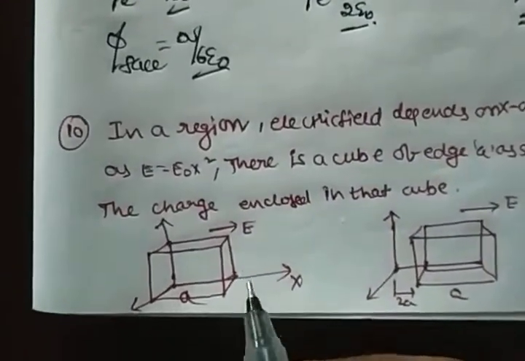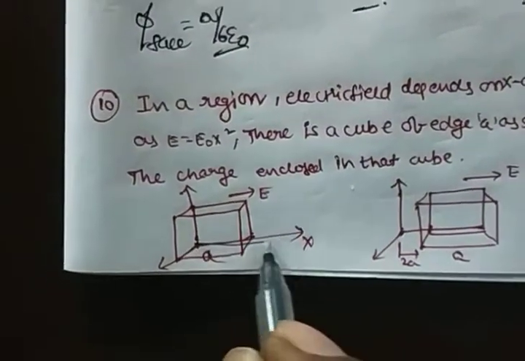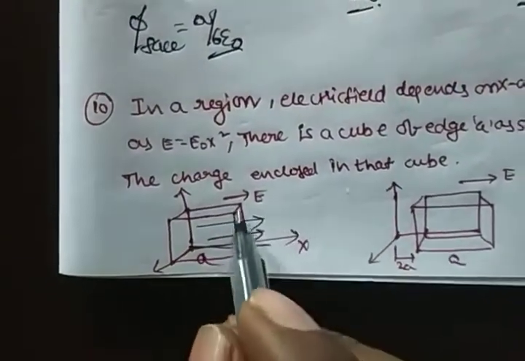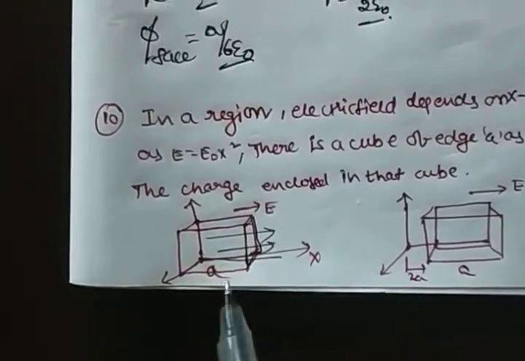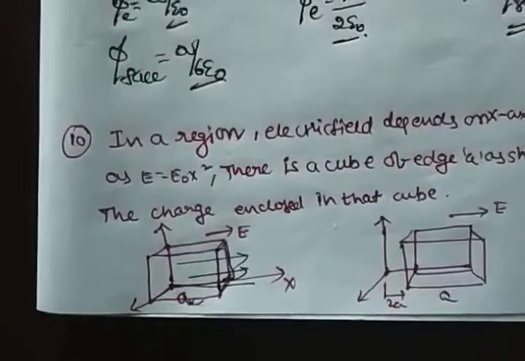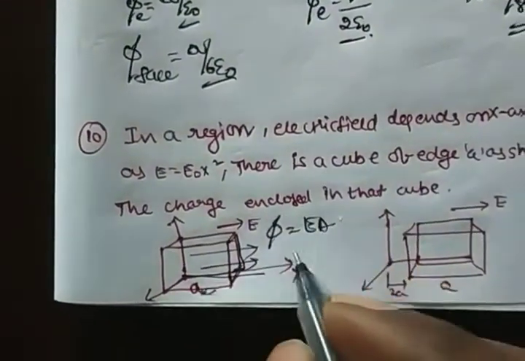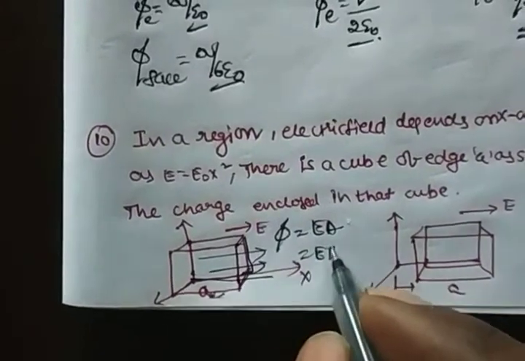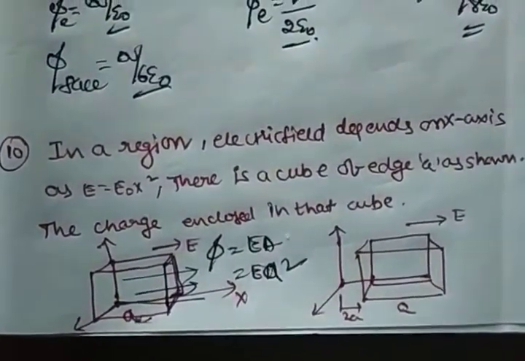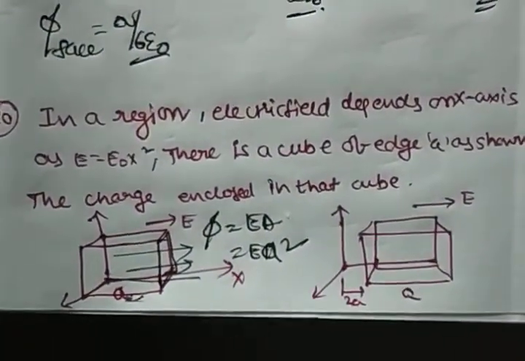So in this, the field is parallel to the surface. Then the area linked with the given surface whose side is A is A square. So phi E is E times A, E multiplied with the area, which is side square, so E A square.